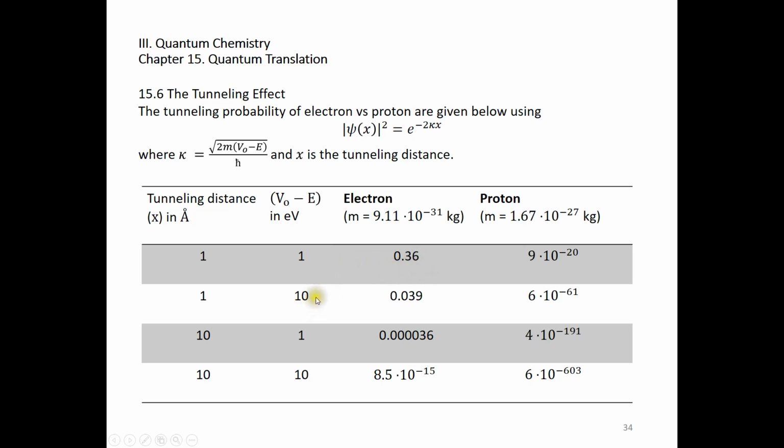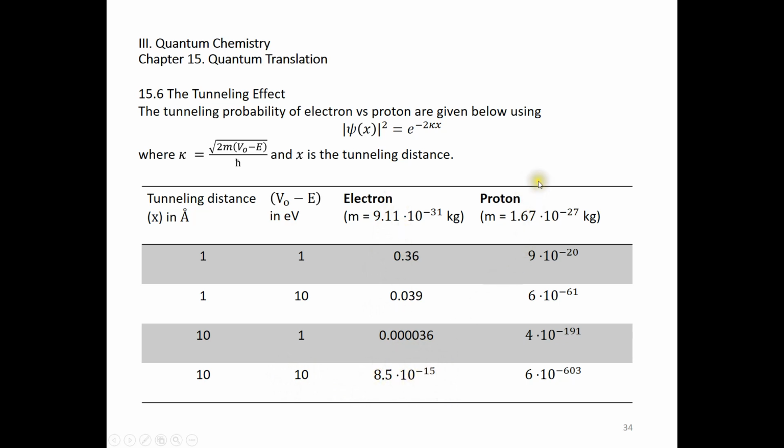What if the barrier goes up to 10 electron volt? Still 0.04, not too bad. What if the tunneling distance becomes 10 angstroms? Now it's fairly hard. It's about 10 to the power of -5. What if the distance is 10 angstroms, the barrier is also 10 electron volt? Well, the tunneling of the electron also becomes negligible.